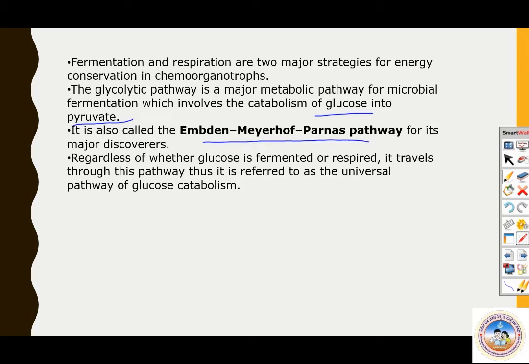Now regardless of whether glucose is fermented or respired, it travels through this pathway. Thus it is referred to as the universal pathway of glucose catabolism. So whether it is aerobic or anaerobic, am I clear to you? First it is always glycolysis. So glycolysis is a major pathway. Who actually discovered it? Embden, Meyerhof and Parnas, the EMP pathway. Am I clear to you? Moving ahead.